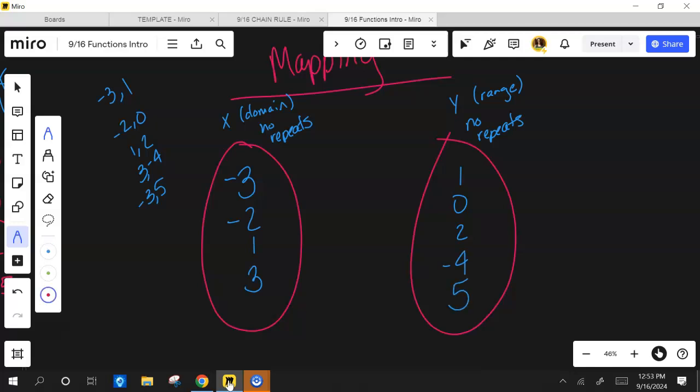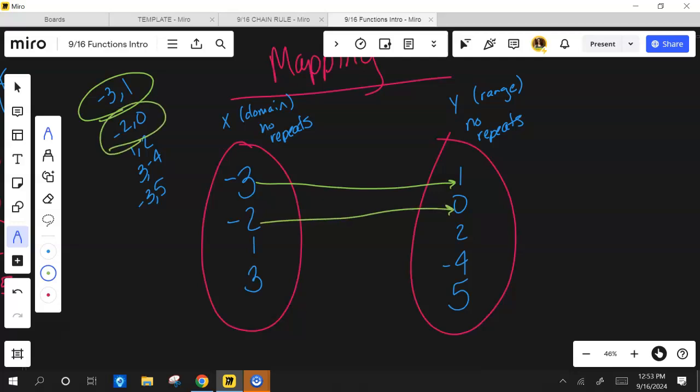Now look, here's the fun part. I like doing these. Here's where we map it. The first point is -3, 1, so I draw an arrow from -3 over to 1. The next point is -2, 0, so I draw a line from -2 to 0. 1, 2: I draw a line from 1 to 2. 3, -4.